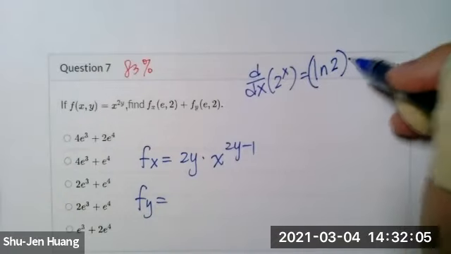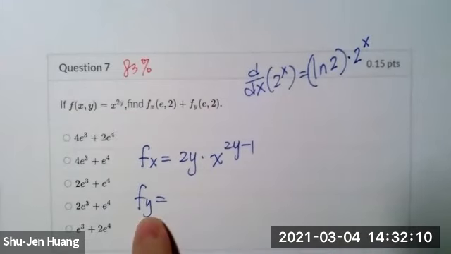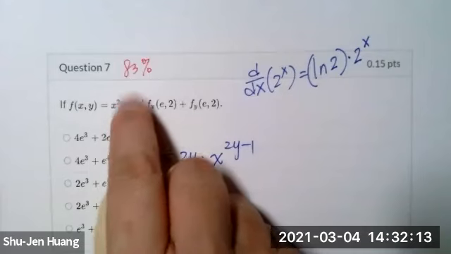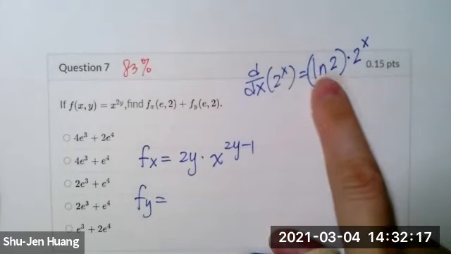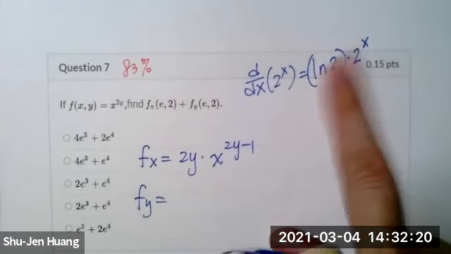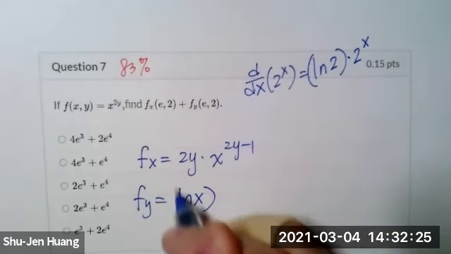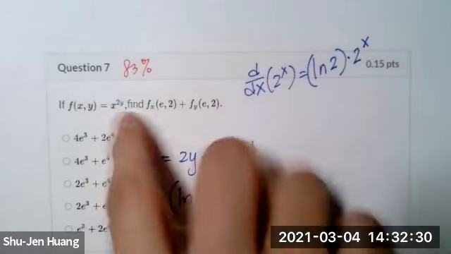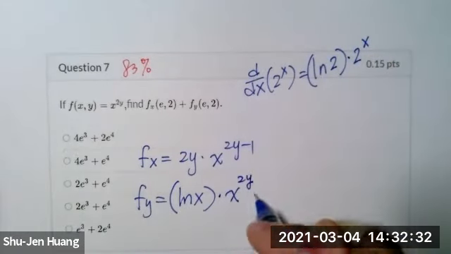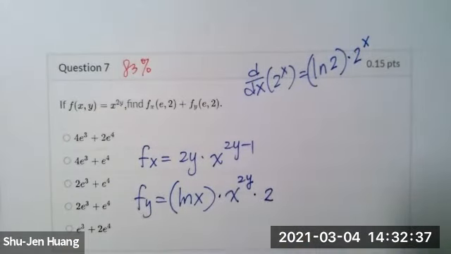Ln of 2 times the exponential function, right? Now when we take the derivative with respect to y, the exponent is a variable and the base is constant. So when we take the derivative of the exponential function, we need to use this formula here. We're going to have ln of the base times the exponential function x to the power 2y. And then chain rule, we take the derivative of 2y, so we get 2 here. So that's the derivative with respect to y.